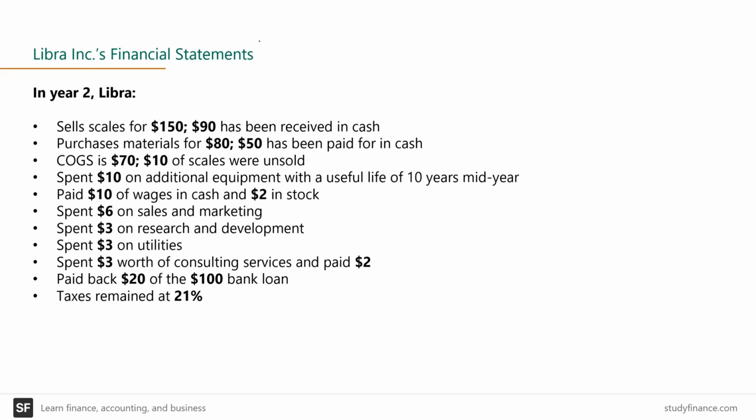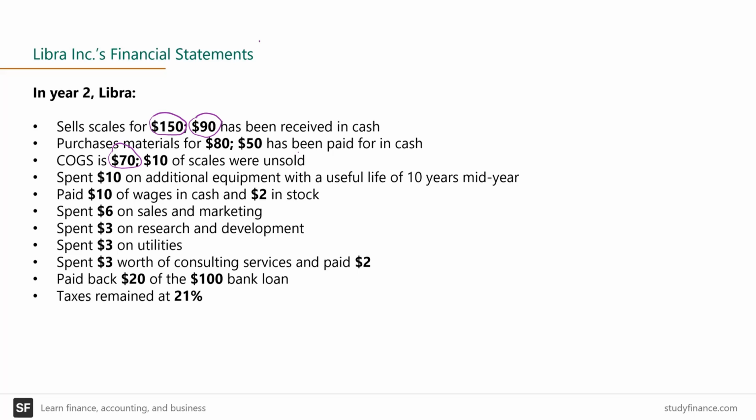Okay, so now that we finished our year 1 activities and filled out our balance sheet, let's log in Libra's year 2 results. So during year 2, we ramped up our sales and marketing, and also people heard about how great our scales were. So as a result, we sold $150 worth of scales, in which $90 have already been received in cash. The scales that we sold cost us $70 to manufacture, but we produced $80 worth of materials, in which $50 has been paid for in cash.